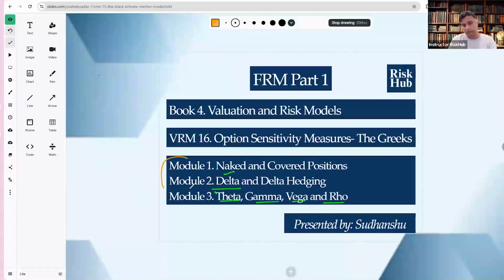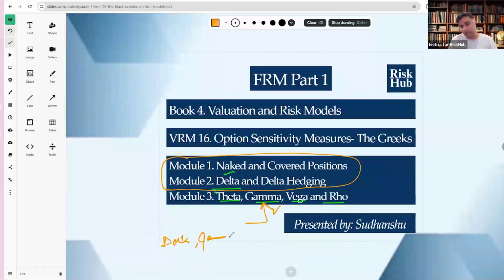parts are more important. These two parts are more important because here you are talking about delta hedging, naked, covered options, etc. And then this gamma is very important. And then there is a formula which is linking delta, gamma, and theta. That is very important. So I will focus on these three things, right? First two modules, gamma, and then there is a formula which is linking delta, gamma, and theta.